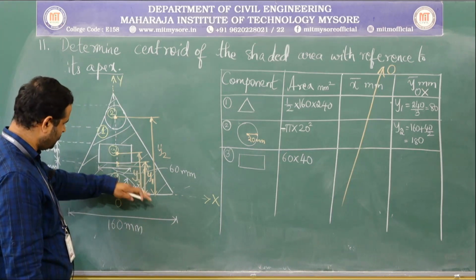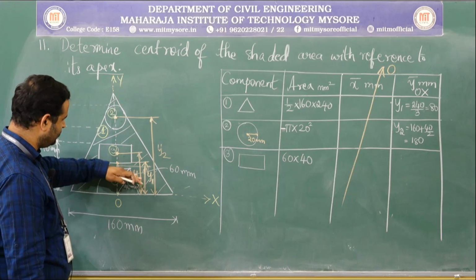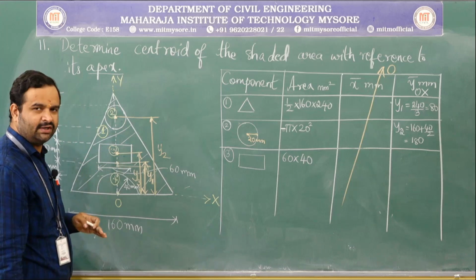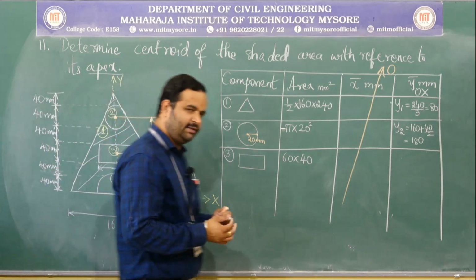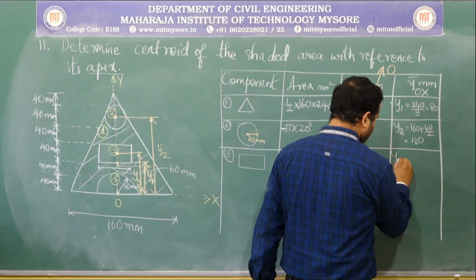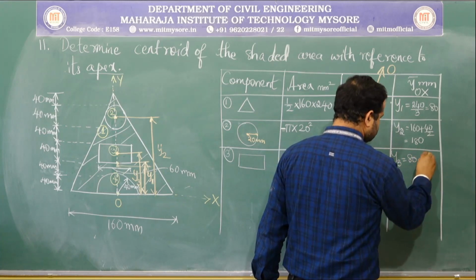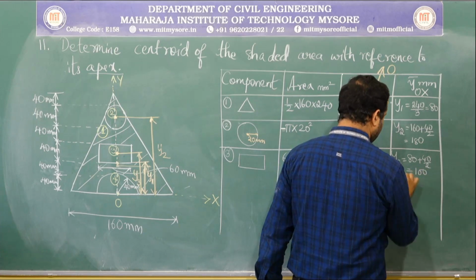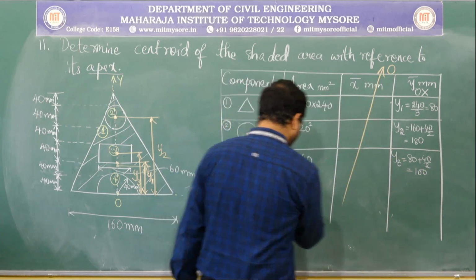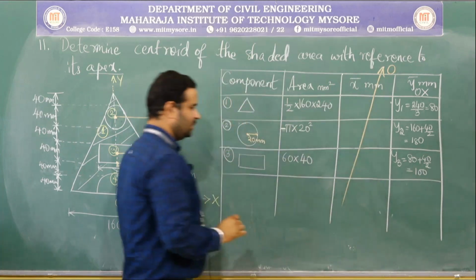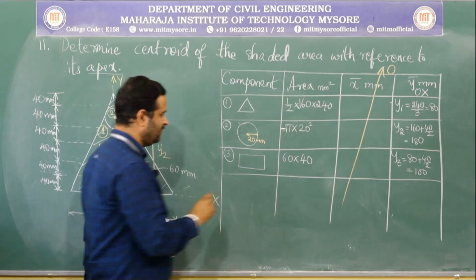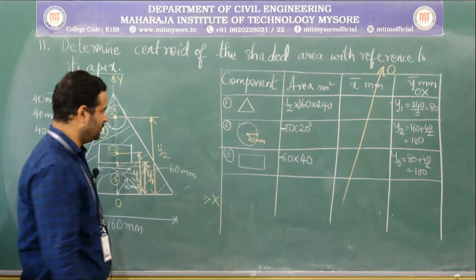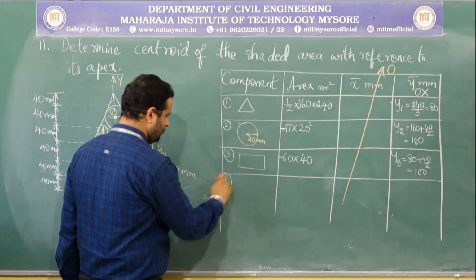So, from this point to this point is 40, from here to here it is 40 and from here to here it is 40 by 2, that is 80 plus 40 by 2, which is equal to 100. And we have left out this minus sign here, be careful. And at last the component 4.